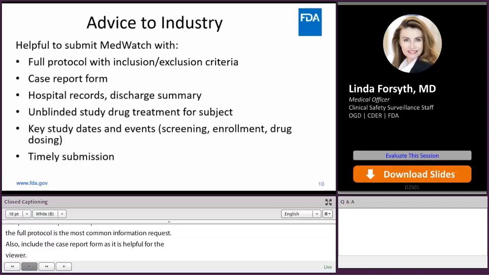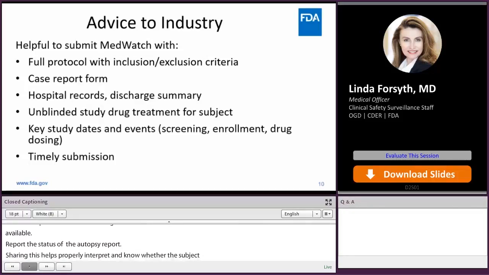Unblinded study drug treatment that was administered to the subject. Sharing this helps the reviewer properly interpret the SAE and to know whether the subject received the reference listed drug, the generic, or placebo. Make sure you include key study dates and events, such as when screening occurred, when the subject was enrolled, and when the drug was given. These are all important in relation to the SAE and its occurrence.